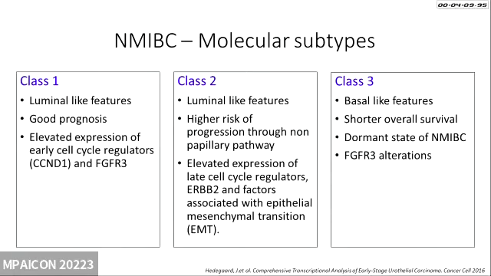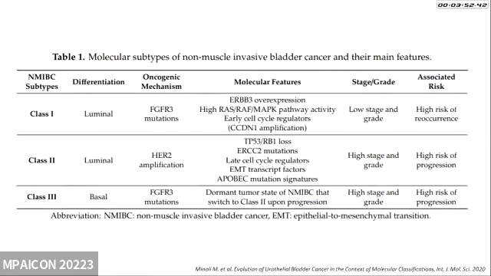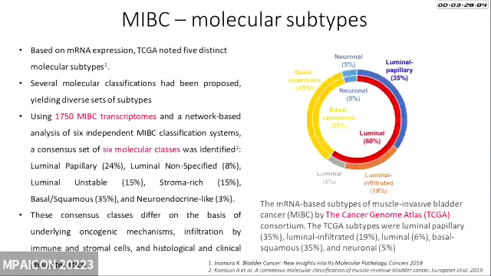Class 3 has basal-like features. Basically, it is a muscle invasive type, but it is a high-grade tumor that has not yet invaded the muscle, still confined to the mucosa, so it is non-muscle invasive; that is class 3. So this table summarizes class 1, class 2, and class 3 non-muscle invasive bladder tumors. Class 1 has FGFR3 mutation and is luminal, class 2 has HER2 amplification, and class 3 again is basal type. And only class 1 is at high risk of recurrence, whereas the other two are at high risk of progression.